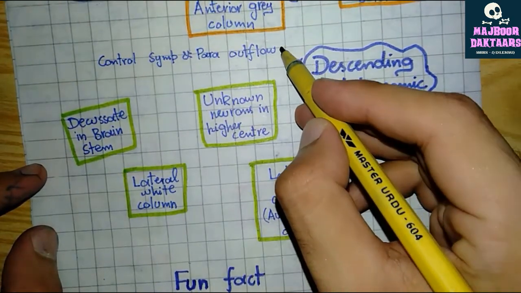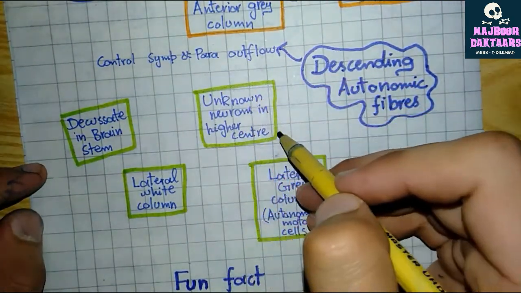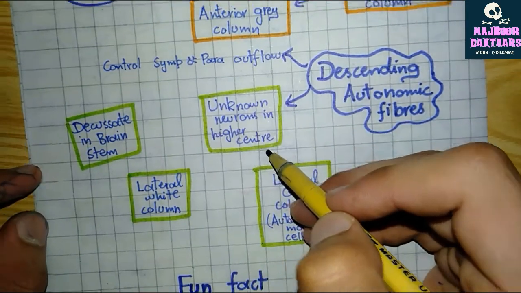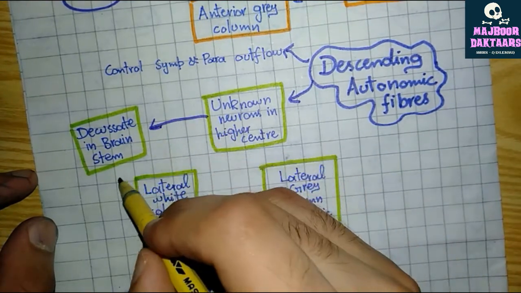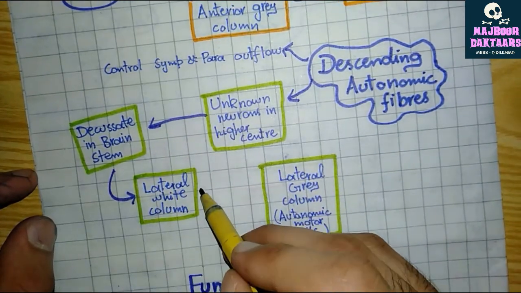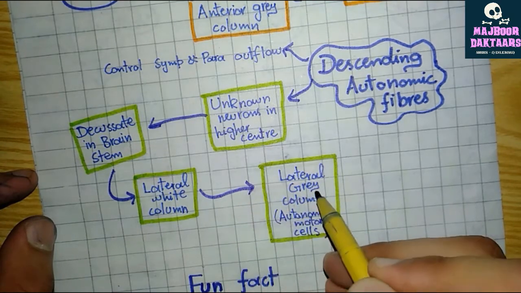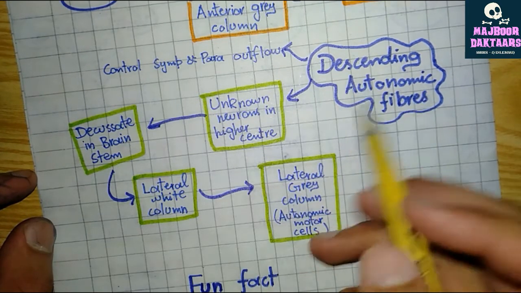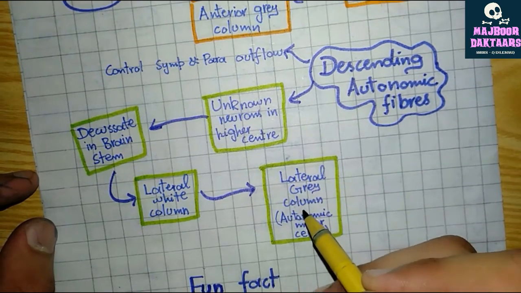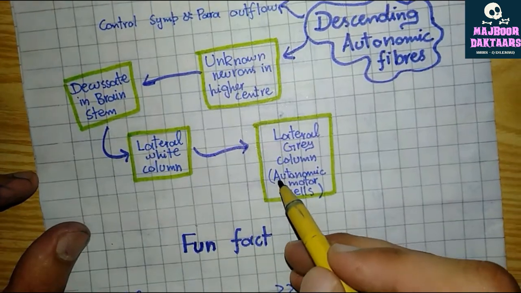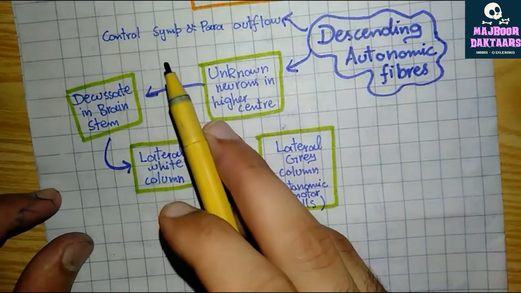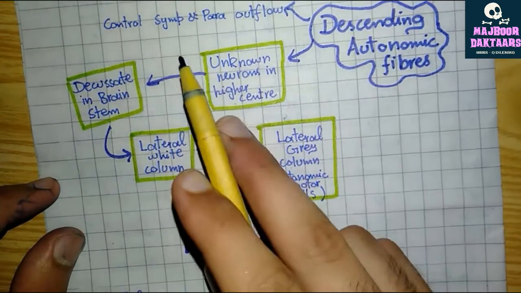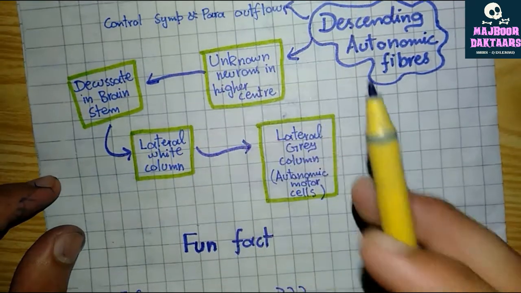They control, as they are autonomic, the sympathetic and parasympathetic outflow. They are from an unknown neuron in the higher center. Fibers arise, decussate in the brain stem, move to the lateral white column, and then the lateral gray column. Up till now we have talked only about the anterior gray column, but these descending autonomic fibers move to the lateral gray column of the spinal cord, where they synapse with the autonomic motor neurons of the sympathetic and parasympathetic roles. So these descending autonomic fibers, as explained earlier, are involved in the sympathetic and parasympathetic outflow.